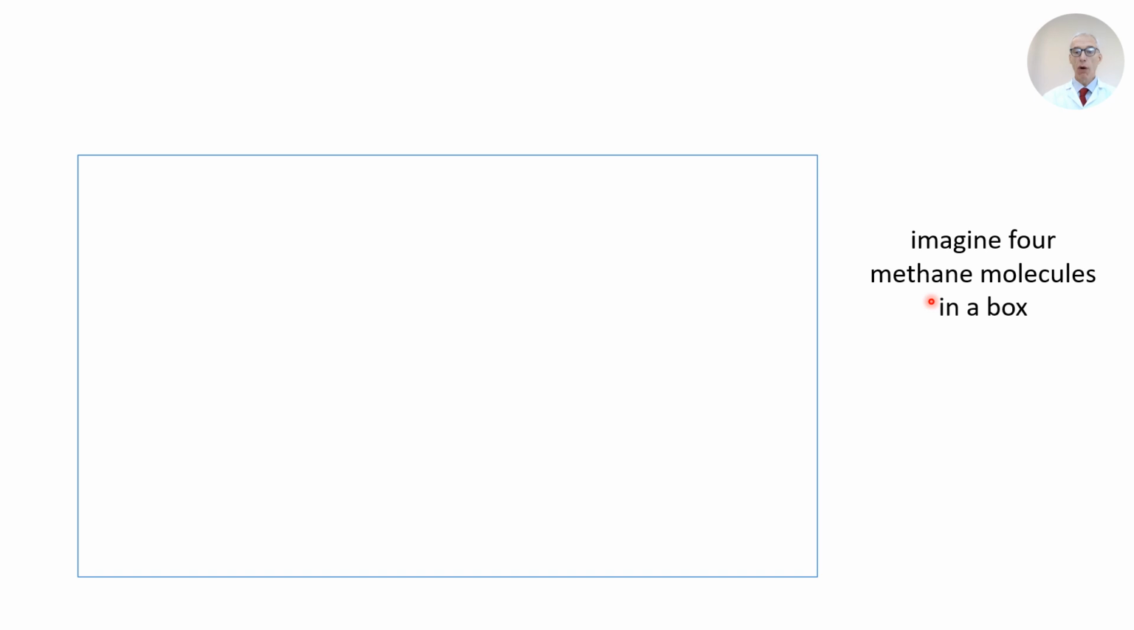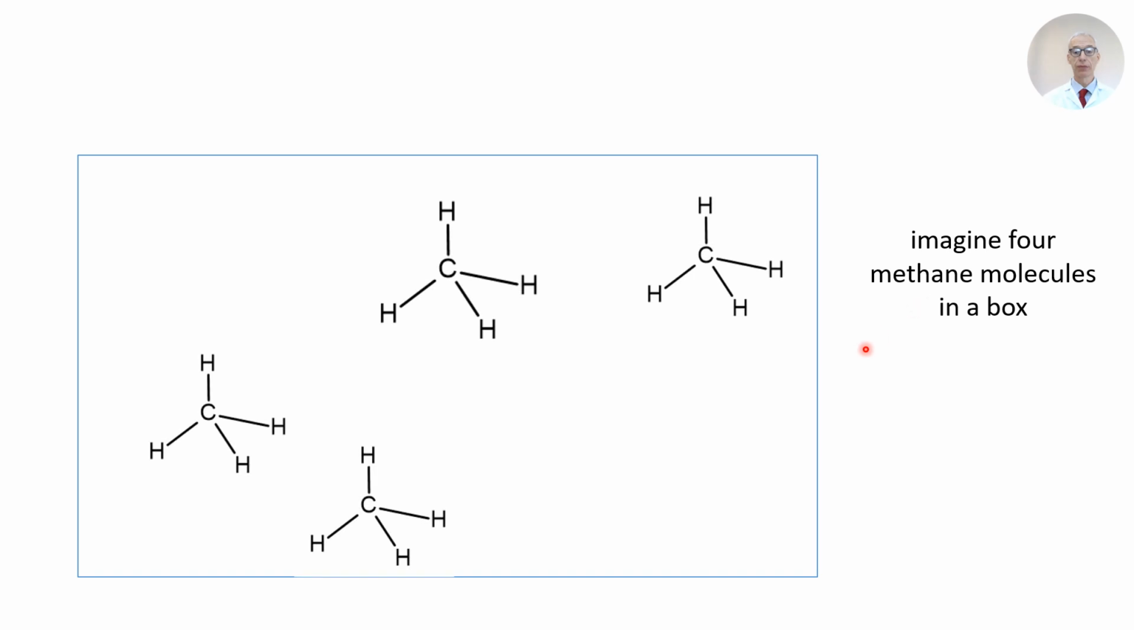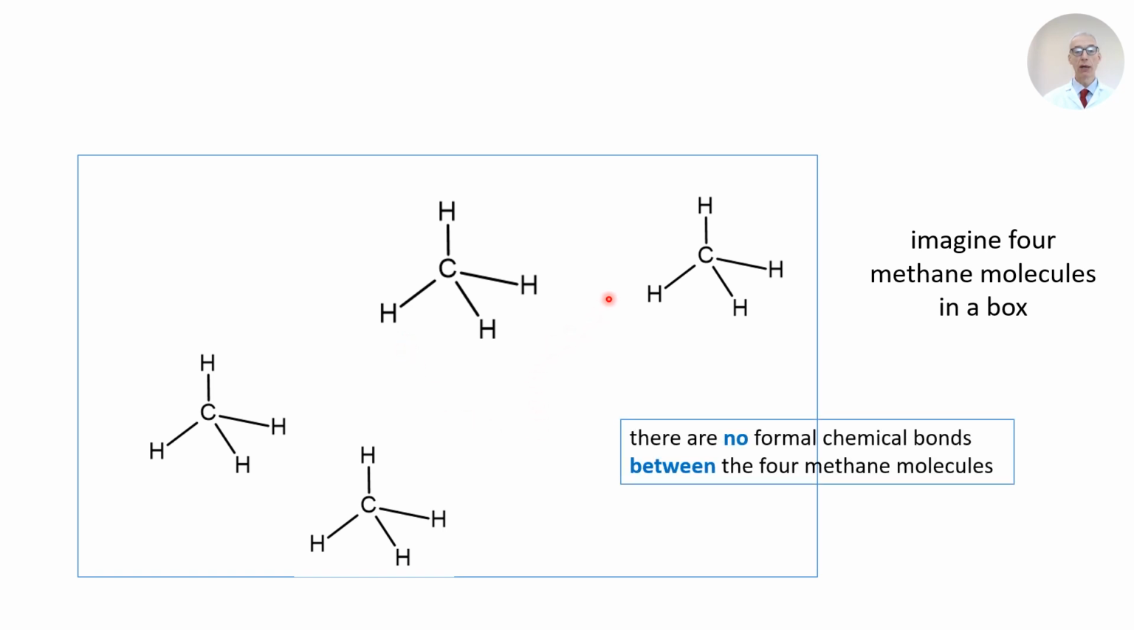So imagine 4 methane molecules in a box. For methane molecules, you'll notice we've got carbon-hydrogen bonds holding the carbon and the hydrogens together, but there are no formal chemical bonds between the 4 methane molecules. So this is the distinction with the ionic lattice, the giant ionic lattice, the giant metallic lattice. As we will see in a later lesson, the giant covalent lattice. There are no formal chemical bonds between the methane molecules.